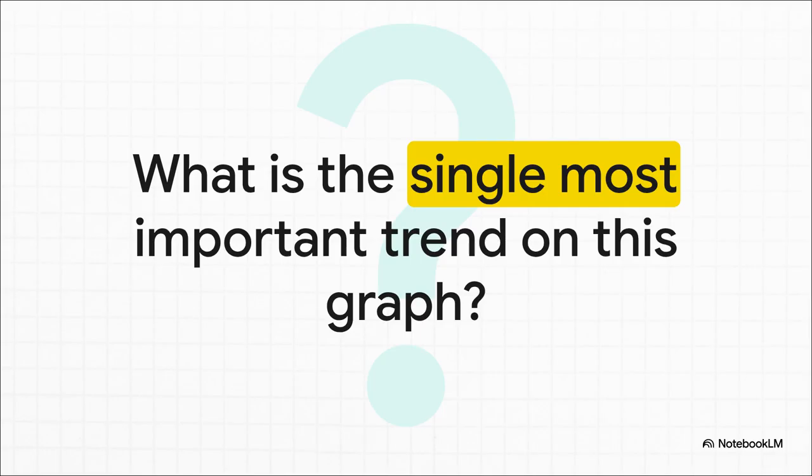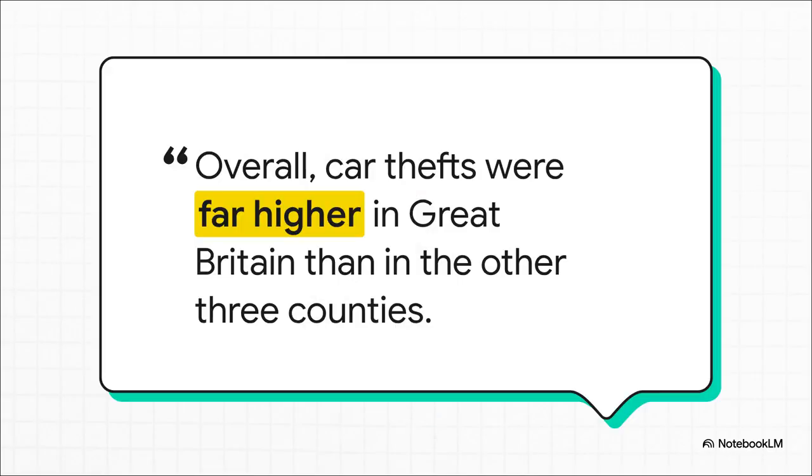This is exactly the kind of thinking the examiner is looking for. And bam, here's a perfect example. See how it doesn't get bogged down with any specific numbers? It just identifies the single most dominant feature. Great Britain's rate was way higher the whole time. This one sentence sets the stage for all the details that are going to follow.